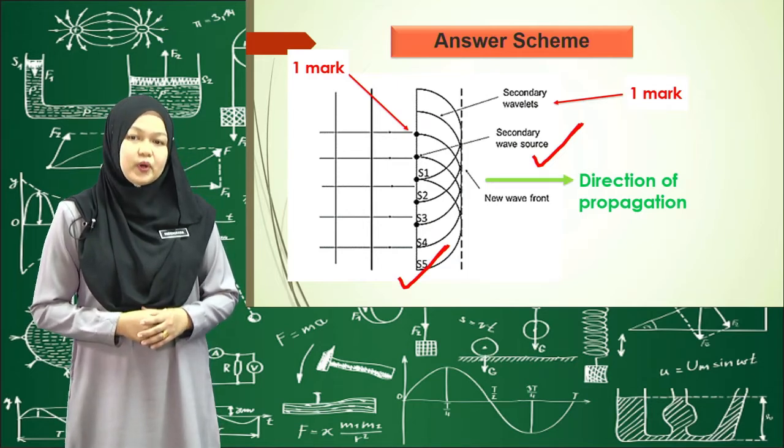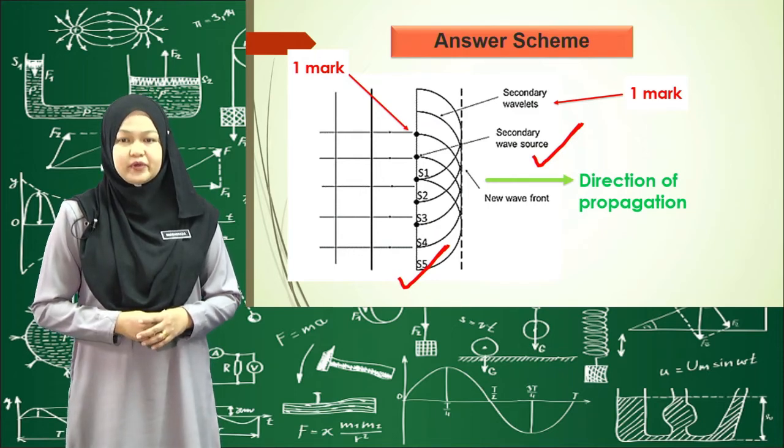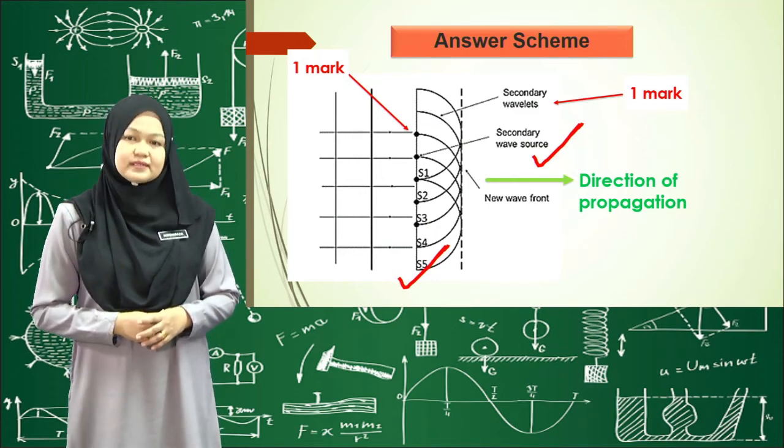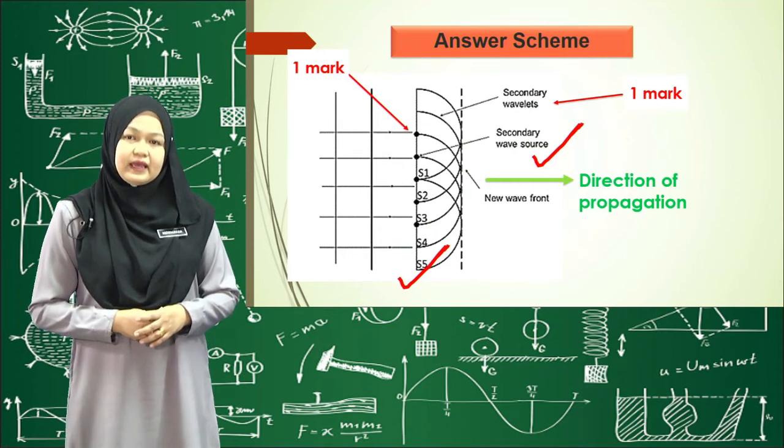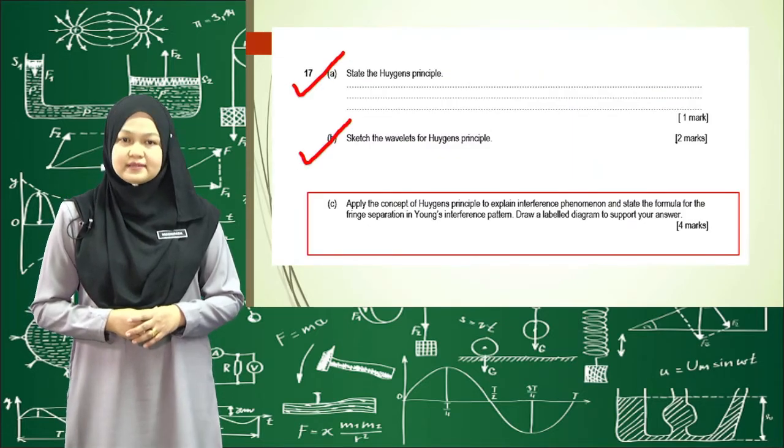The figure shows that every single point of a secondary wave source creates a new wavelet, which is known as the secondary wavelet. And as you can see, there are 2 marks given in this section. Next.